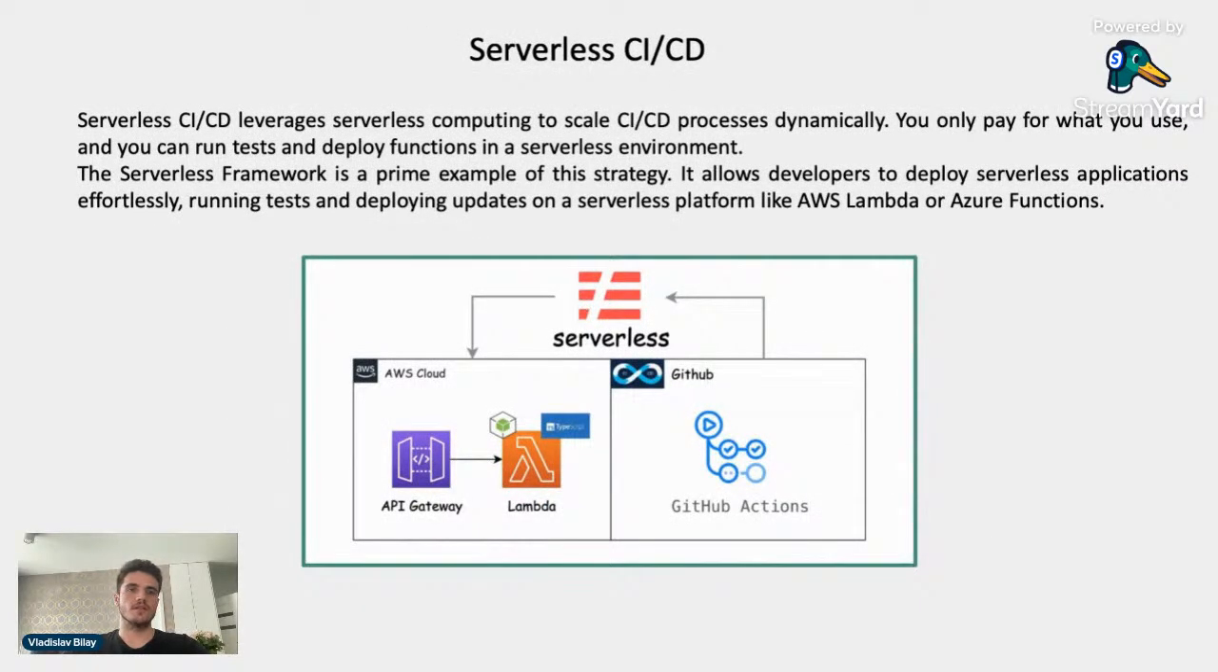The next one is serverless CI/CD. Serverless CI/CD leverages serverless computing to scale CI/CD processes dynamically. You only pay for what you use, and you can run, test, and deploy functions in a serverless environment. The Serverless Framework is a prime example of this strategy. It allows developers to deploy serverless applications effortlessly, running tests and deploying updates on a serverless platform like AWS Lambda and Azure Functions.